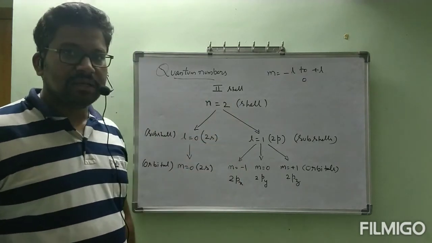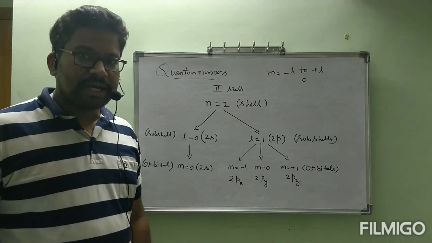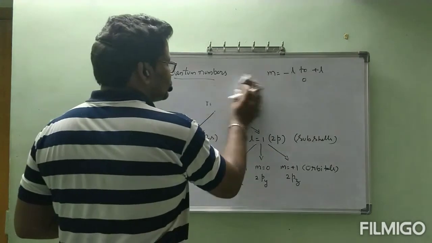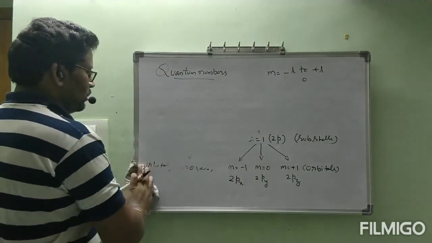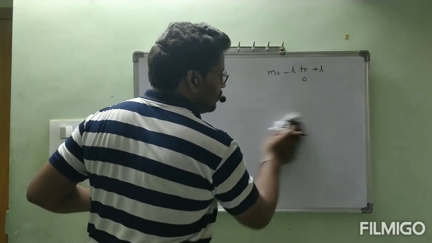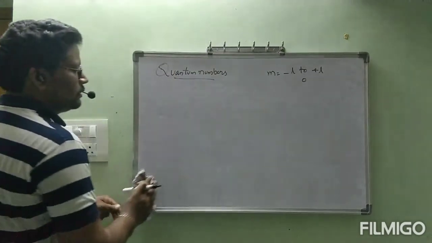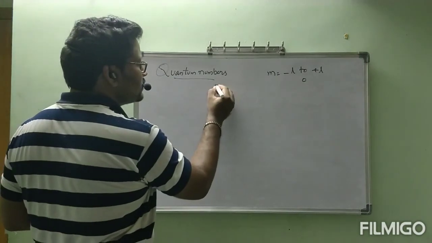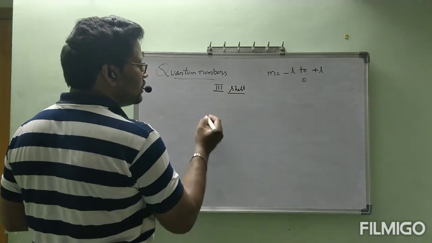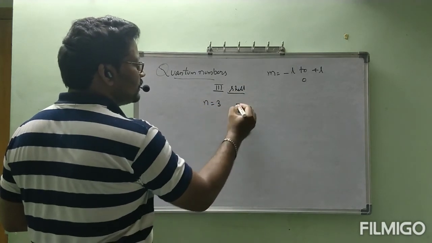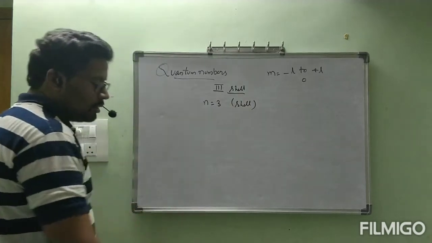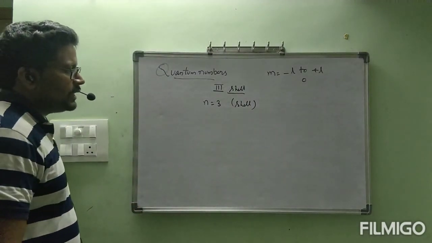This is about the second shell. If I draw the third shell, you will get more clarity. I am going to draw the third shell also. Now let us see the information about the third shell. Third shell, n is equal to 3. This is called the shell.